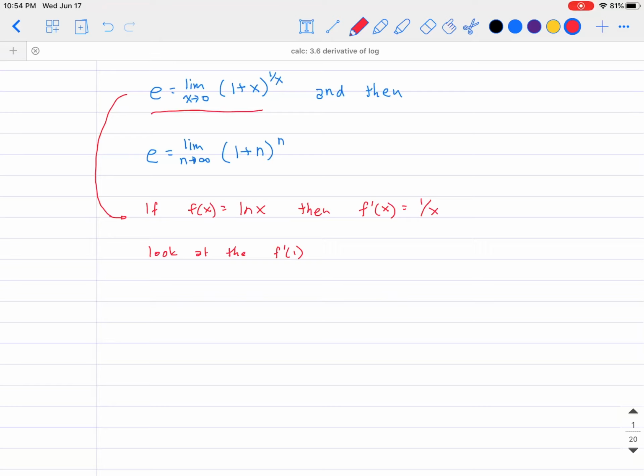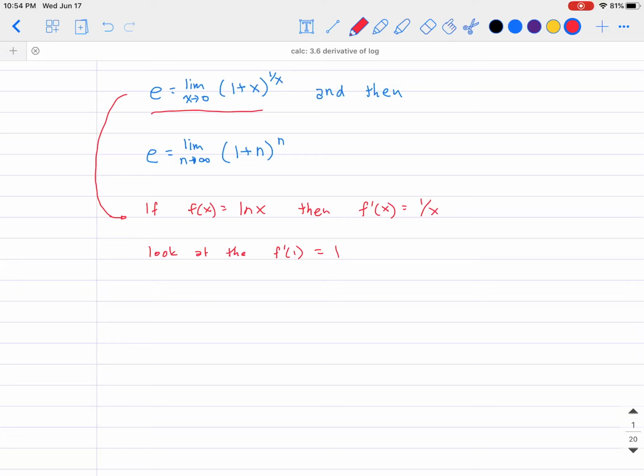Now if I want to solve for the derivative, we have two ways of looking at it. One is to go by what we just derived and make a direct substitution. So the derivative of f of x equals ln of x is supposed to be 1 over x, and f prime of 1 would then be equal to 1. So that's just using what we just derived.